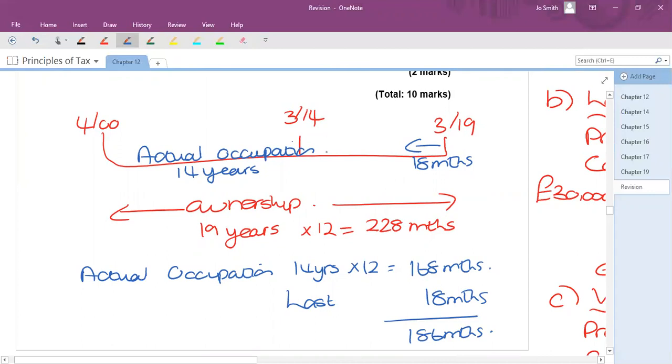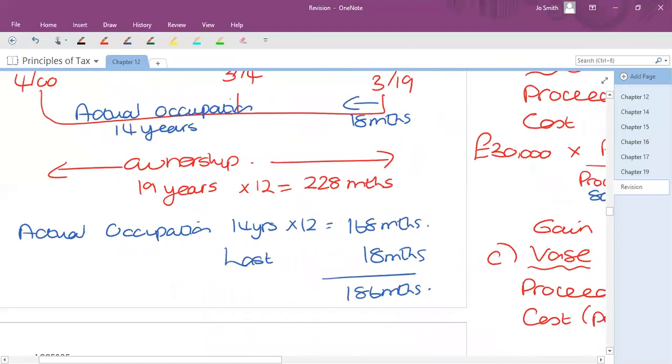She can't have this bit of time here because she's absent. We won't get it as absent for any reason, because absent for any reason has to be followed by some actual occupation. Because she never moves back in, she won't get that period. So 186 months out of the ownership period of 228 is going to be exempt.